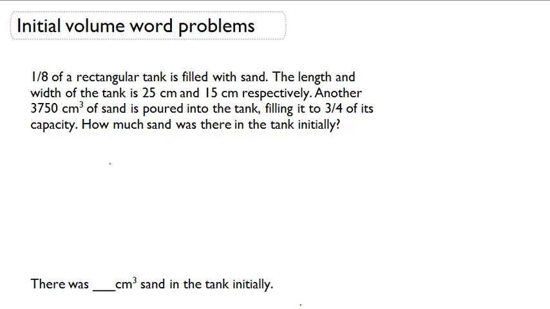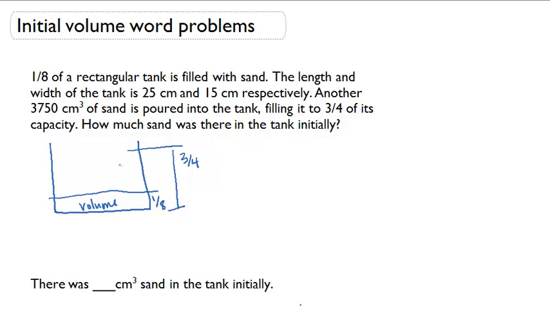So let's first start by drawing our tank. We know the initial volume right here is 1/8 of the whole tank's capacity. And then we know that 3/4 of the tank's capacity happened after we filled 3,750 cubic centimeters of sand in on top of that initial volume.